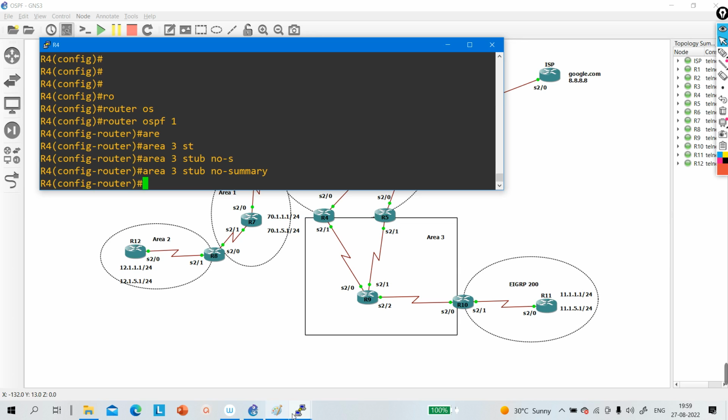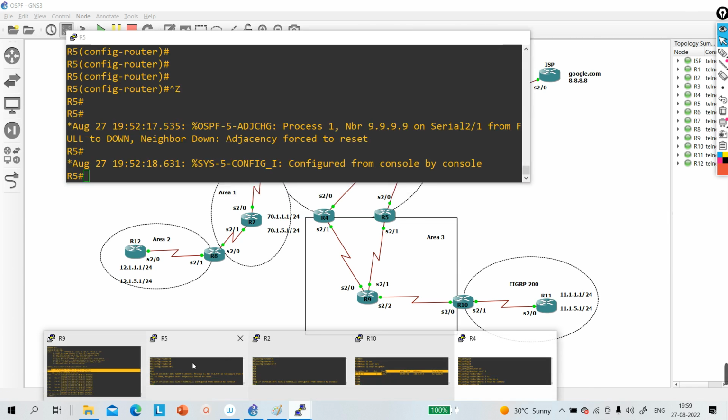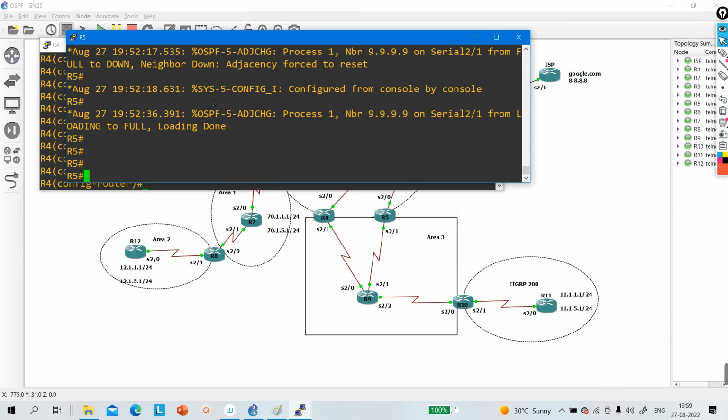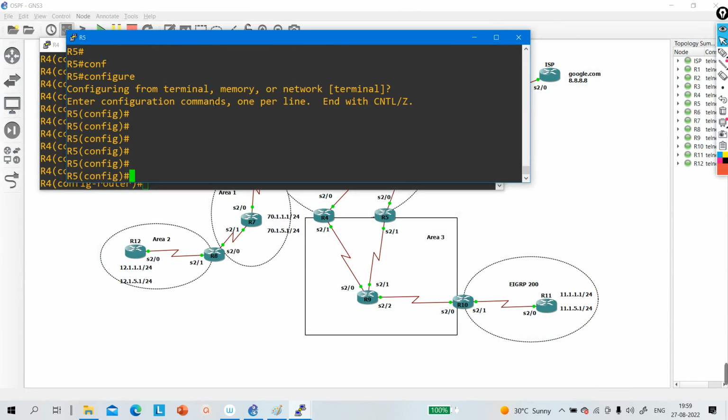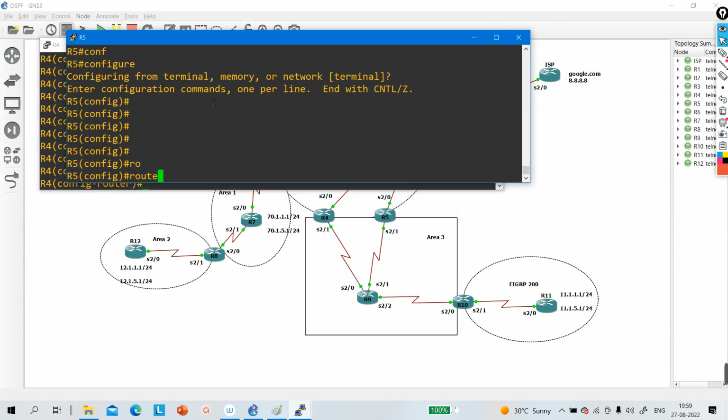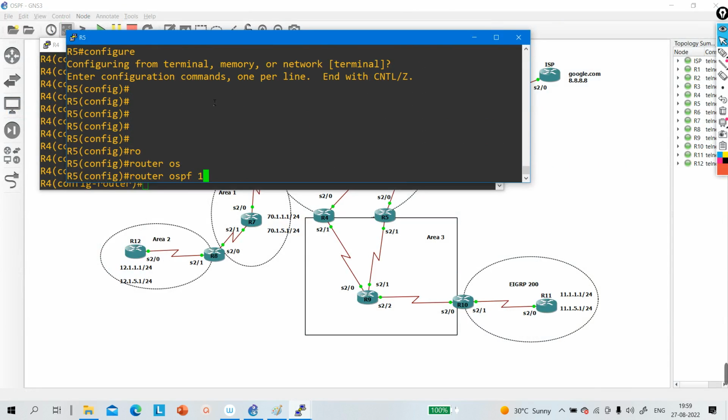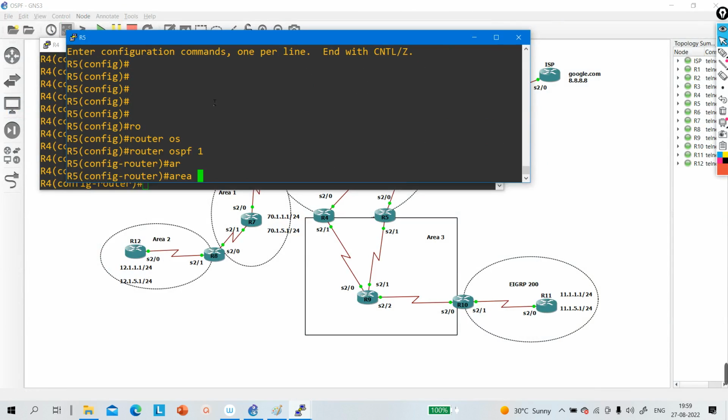Enter. In the same way you have to do it on router 5 also, because the ABR router is generating LSA 3 and I am forcing the ABR router to not generate LSA 3 in the stub area. So go to router OSPF process ID 1 and say area 3 stub no-summary.